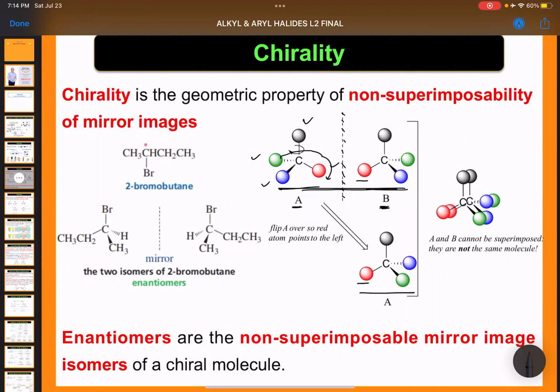They are non-superimposable mirror image isomers. So for a chiral carbon, there are 2 isomers. And these two mirror image isomers are known as enantiomers, right? Is it clear? Yes, sir.